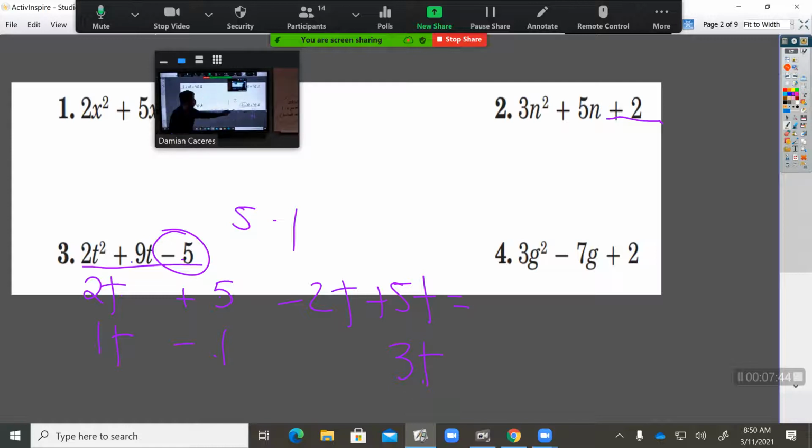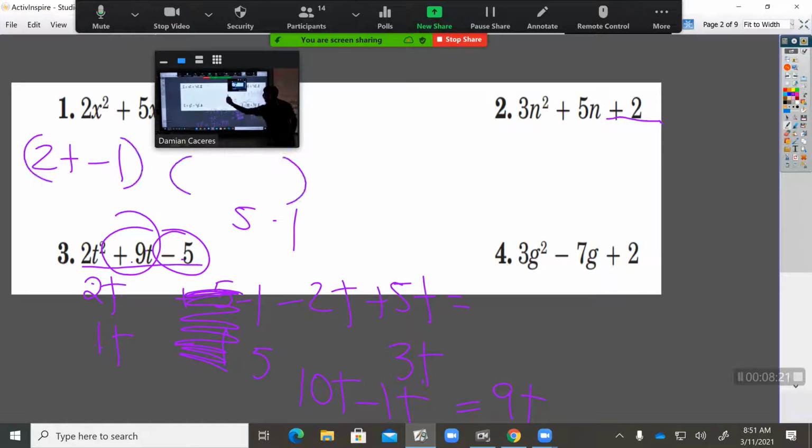So that gave us the wrong middle number. If the middle number is wrong, switch the number. So instead of the 5 being on top and the 1 being on the bottom, switch that up to be the 5 on the bottom and the 1 on top. Now, 2t times positive 5, positive 10t. 1t times negative 1, negative 1t. 10 minus 1 is definitely positive 9. So now that we have the correct middle number, our answer's in front of us here. 2t minus 1 is one factor, and t plus 5 is the other.